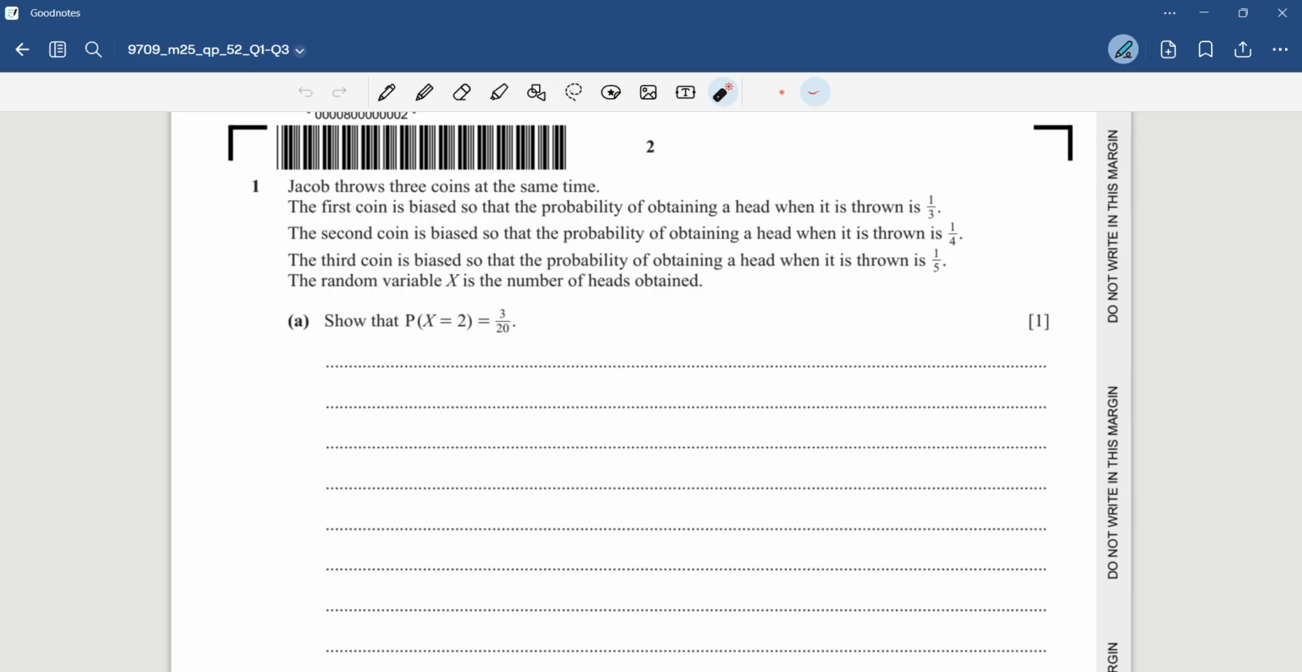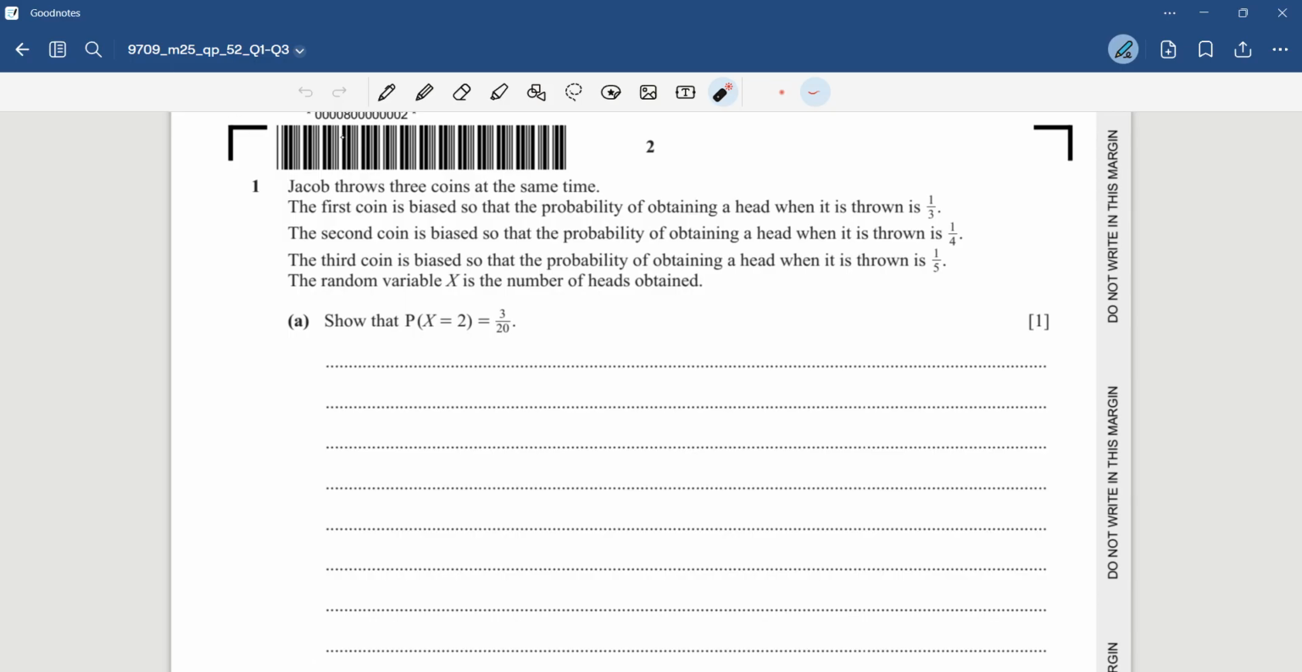The first coin is biased so that the probability of obtaining a head when it's thrown is 1 over 3. And the second coin is also biased where the probability of head is 1 over 4. And the third coin is also biased where the probability of getting a head is 1 over 5. Show that the probability x equal to 2 is 3 over 20.